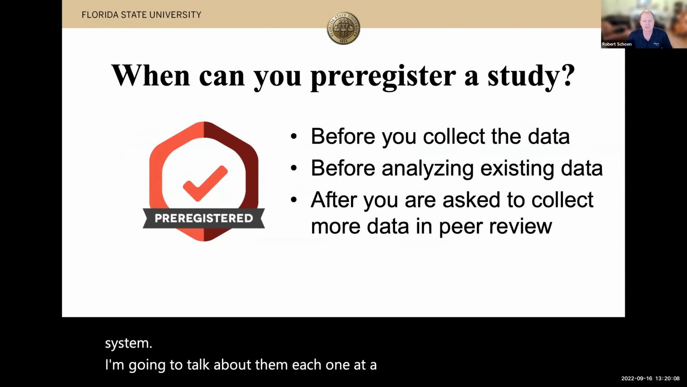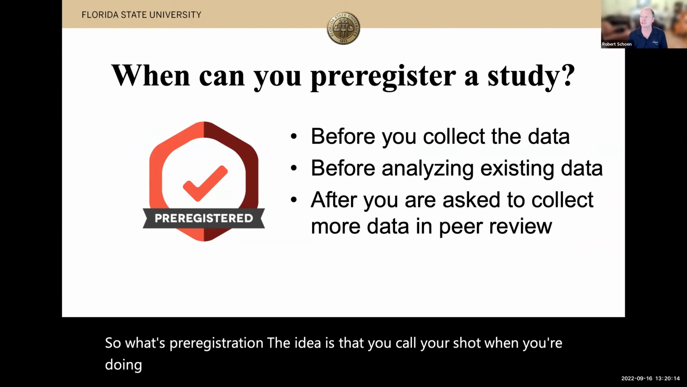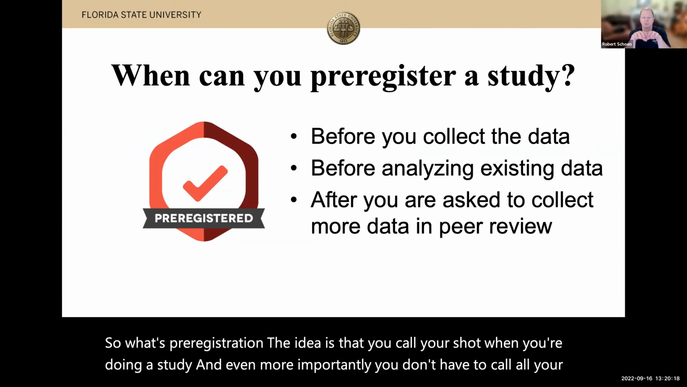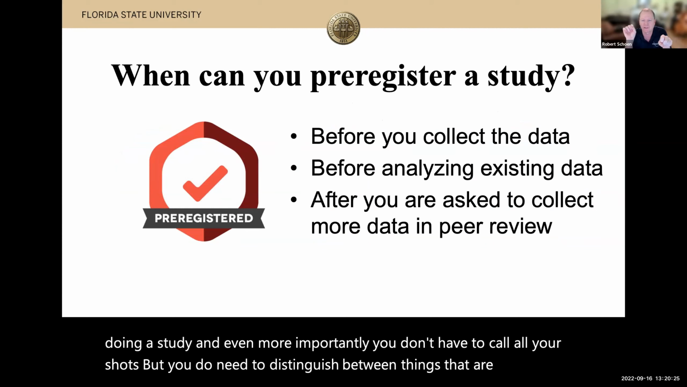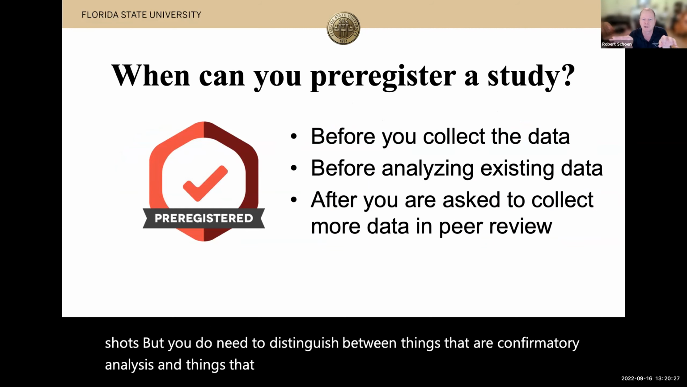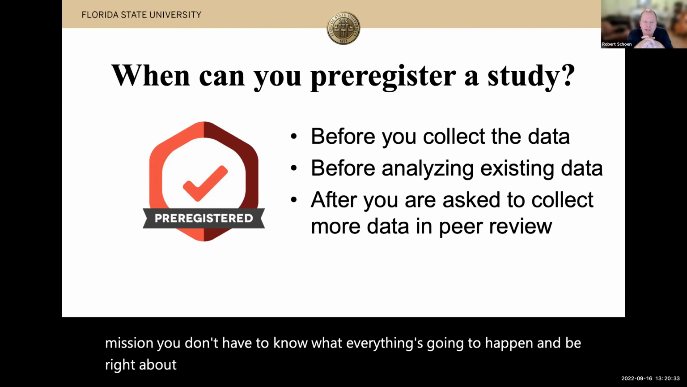So what's pre-registration? The idea is that you call your shot when you're doing a study, and even more importantly, you don't have to call all your shots, but you do need to distinguish between things that are confirmatory analyses and things that are exploratory. So you don't have to be omniscient. You don't have to know what everything's going to happen and be right about it. But this helps to sort of increase the rigor of science and the believability.